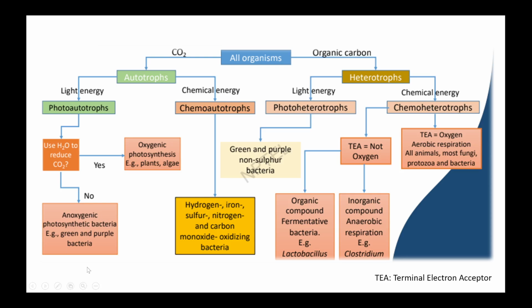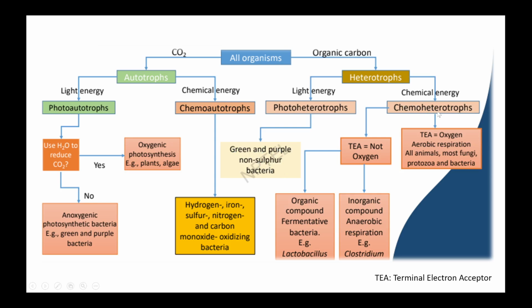There are certain bacteria, green and purple bacteria, which can do photosynthesis in the absence of oxygen. So other elements, sulfur or iron, are then used. In case of chemoautotrophs also, hydrogen, iron, sulfur, nitrogen, and carbon monoxide oxidizing bacteria are present. Then photoheterotrophs: green and purple non-sulfur bacteria.